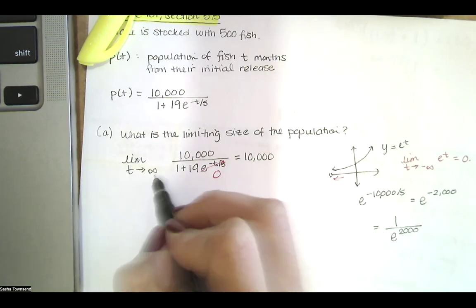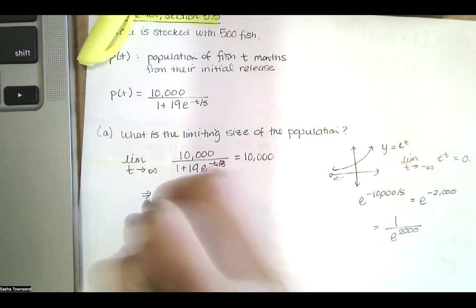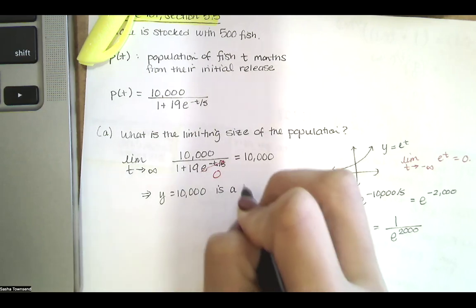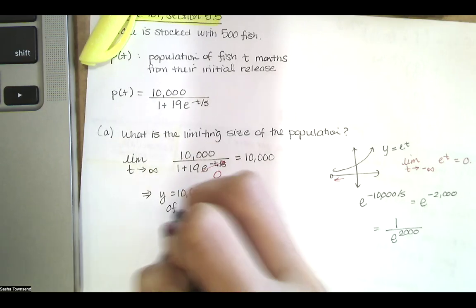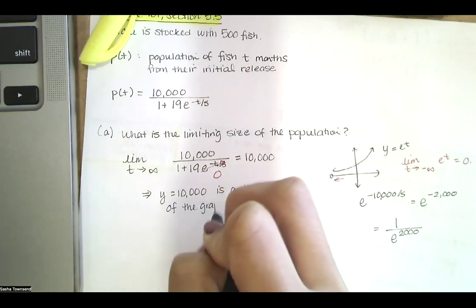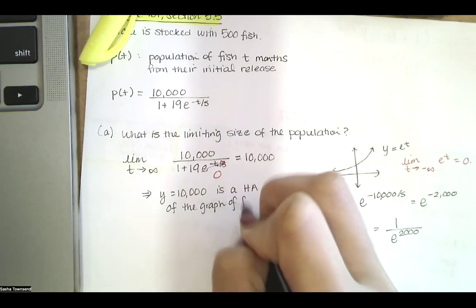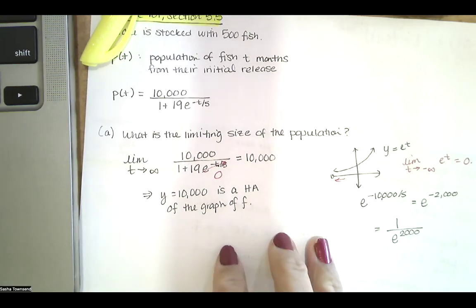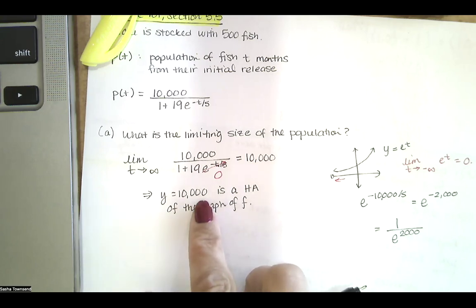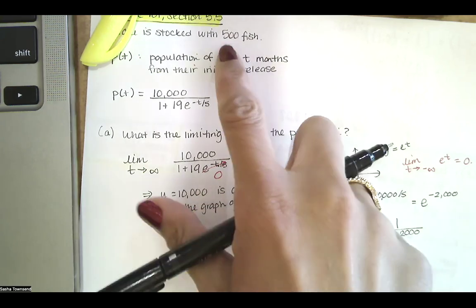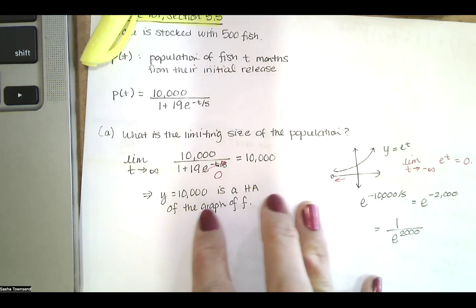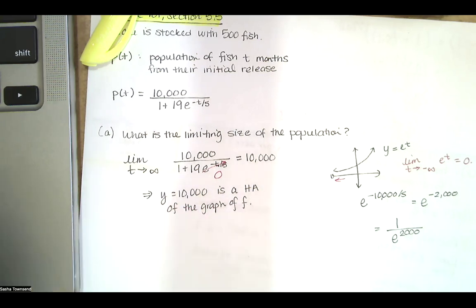Since the limit as t goes to infinity of our function is 10,000, that means that y equals 10,000 is a horizontal asymptote of the graph of the function. I'm actually not sure if I should call it the graph of the function or the function itself. And again, what does that mean for us? That means the population is approaching 10,000 fish as t goes to infinity. So we started with 500 fish, and then sometime in the future, the fish population in that pond or lake is going to get closer and closer to 10,000.